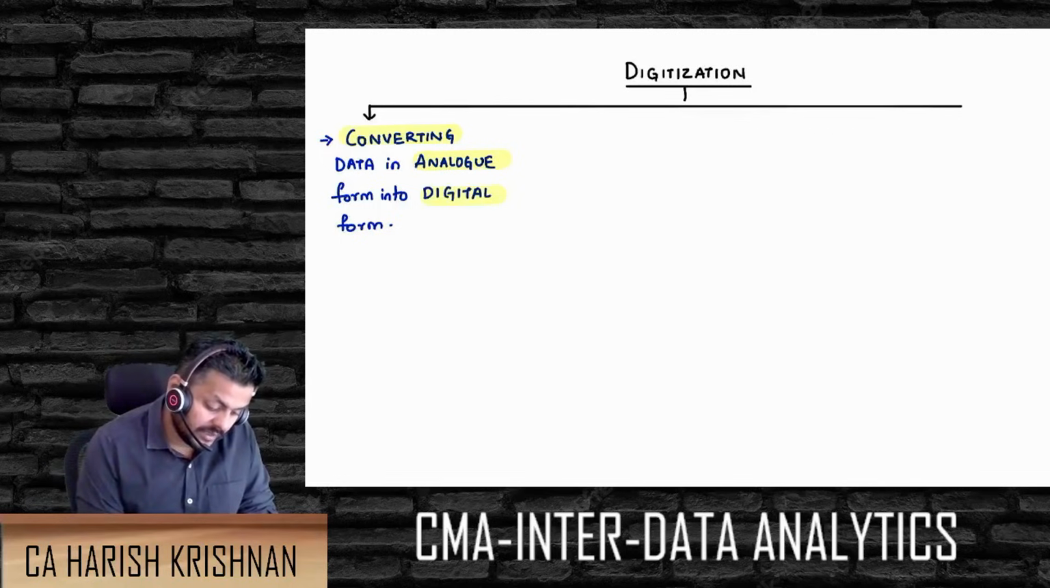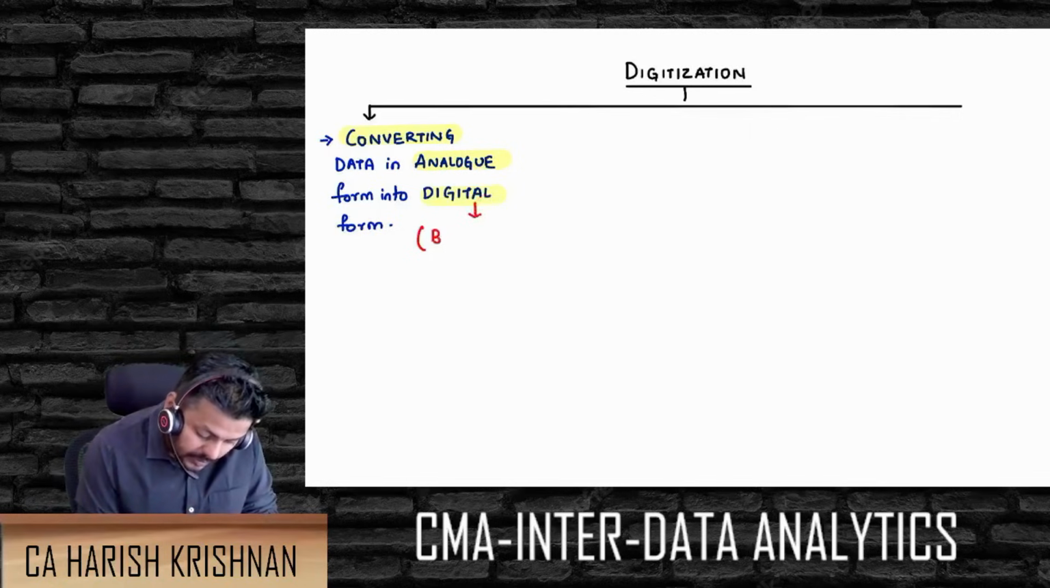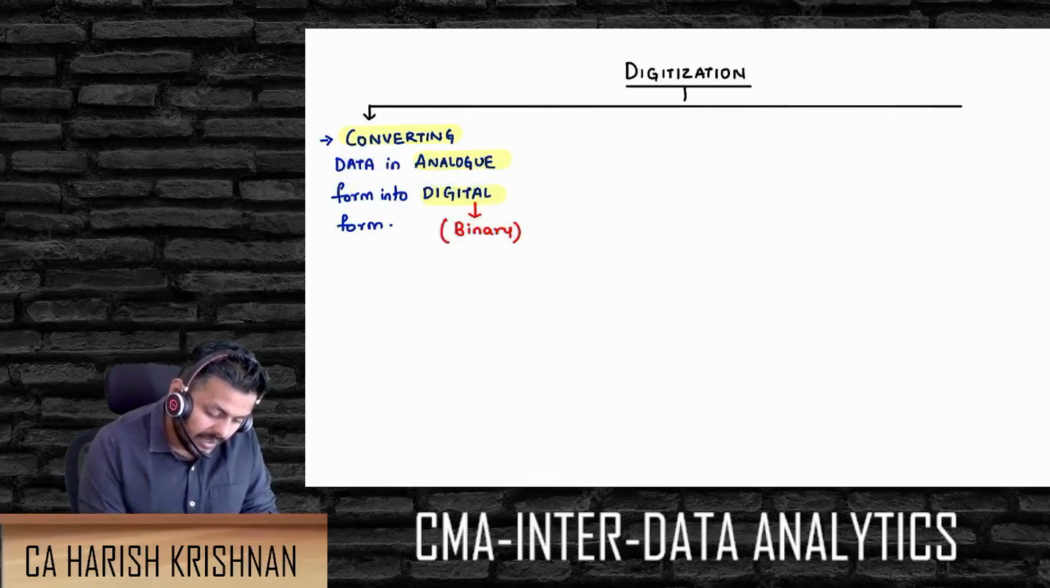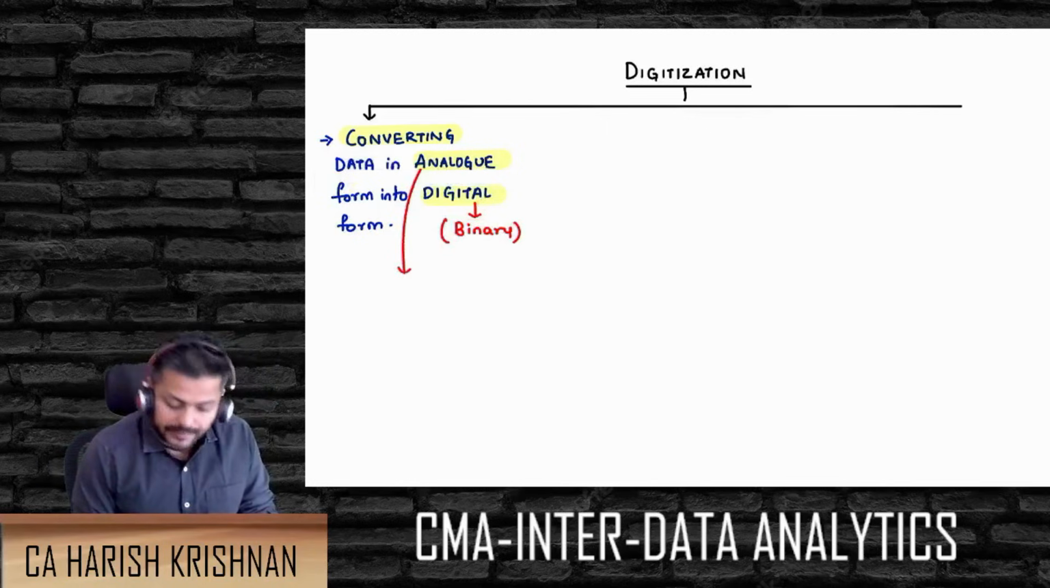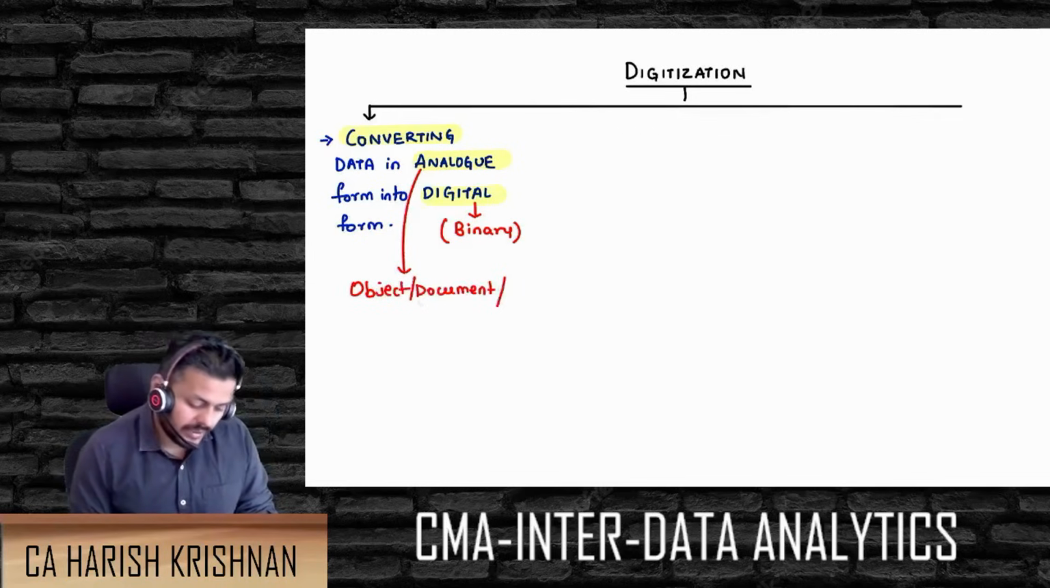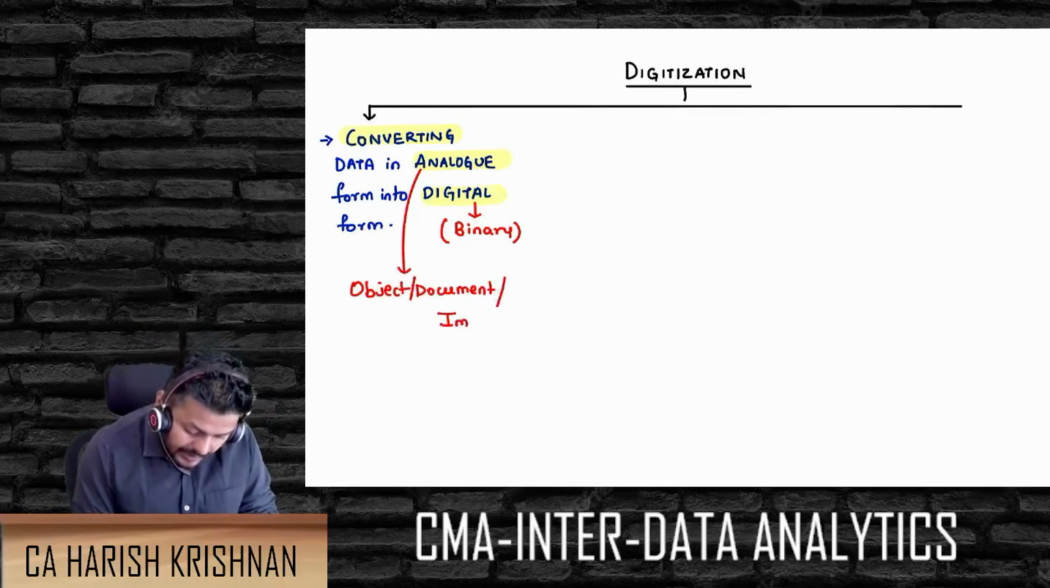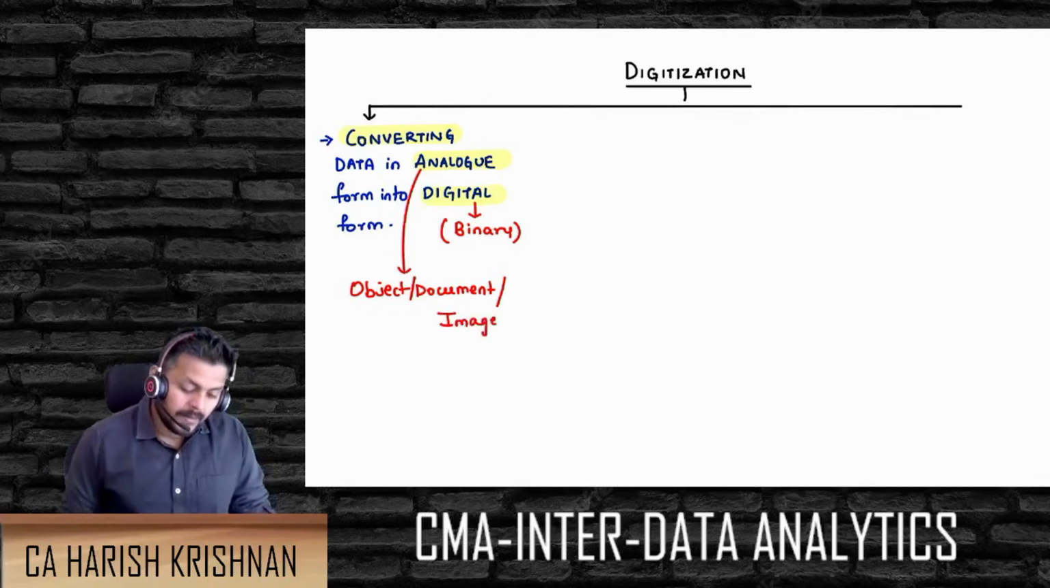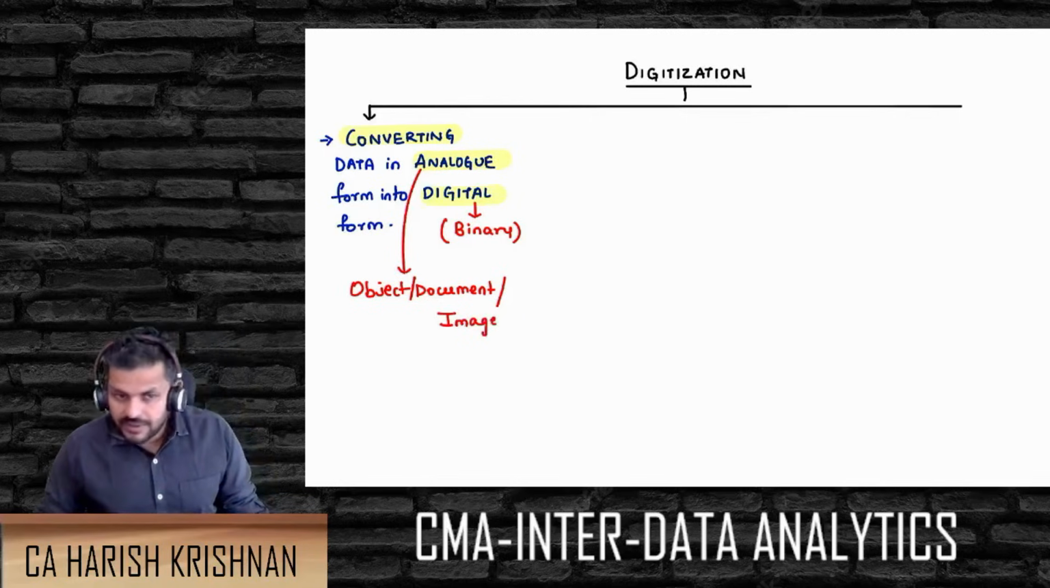Digital here means something in the form of binary, in the context of zeros and ones. You are converting the entire data into binary. Analog data can either be an object or a document, or it can as well be an image or anything. All these will come under this, right? So this is what the basic understanding is.